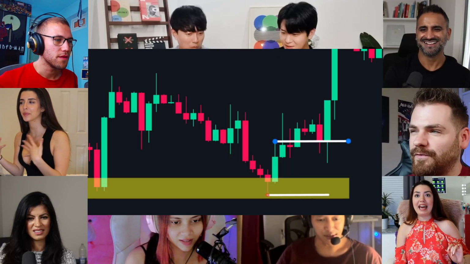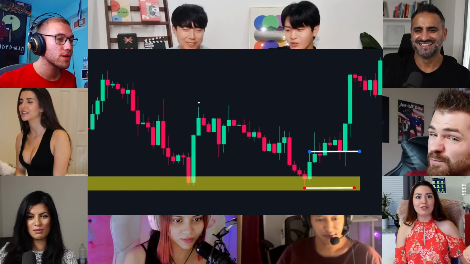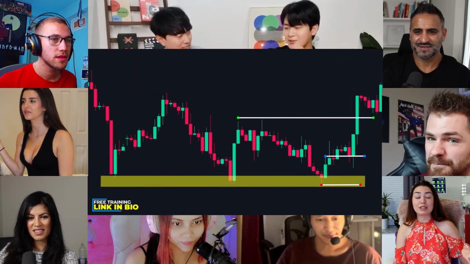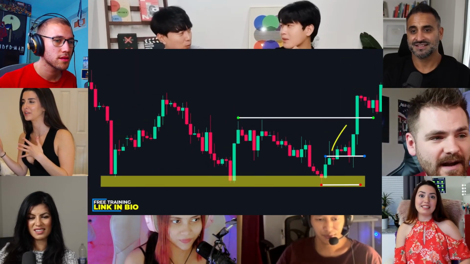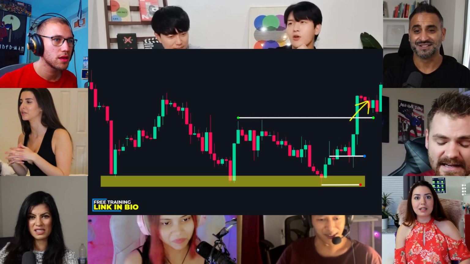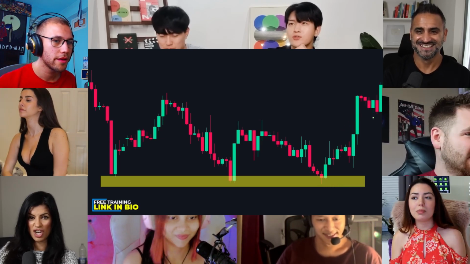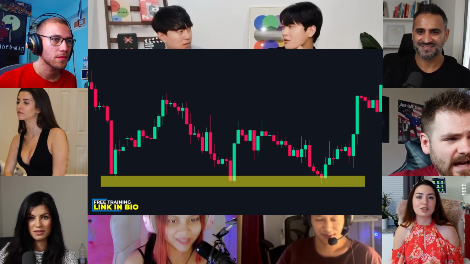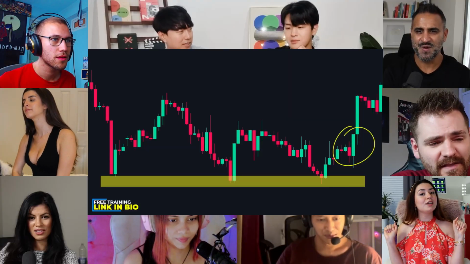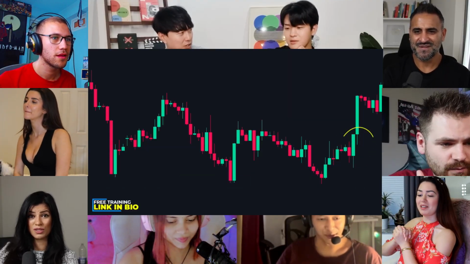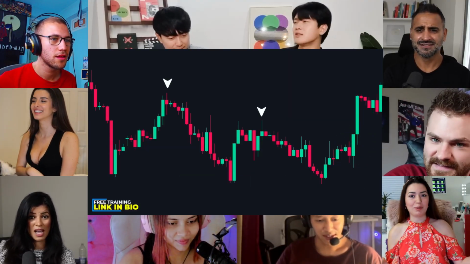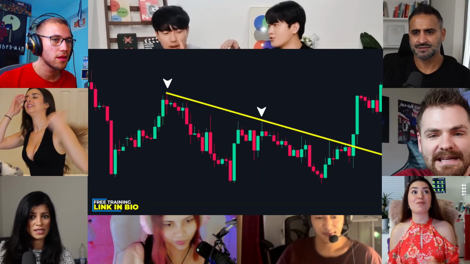We can place our stop loss below the pin bar and we can target this high. As you can see, the price moved up after our entry. Even if you missed the entry, the price also gave us a second entry. The price made these two tops, creating a solid trend line.